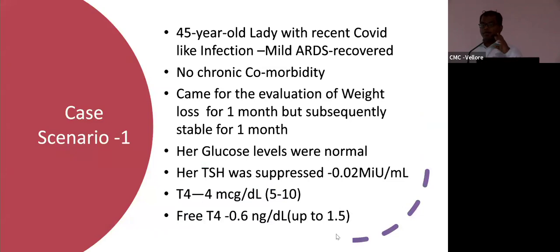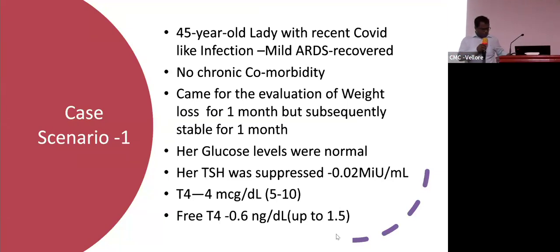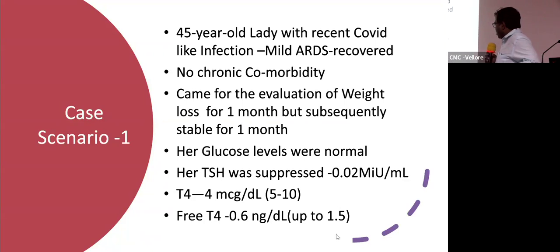Okay, fine. I think from here I'm not going to talk; I'm going to ask questions, right? This is a lady where you can see that the patient had COVID. Let's say it's a viral infection, not necessarily COVID, but COVID was there in our past. So the patient has come with a recent weight loss, but it's stable. Glucose levels are normal. For easy understanding, I thought TSH was suppressed.